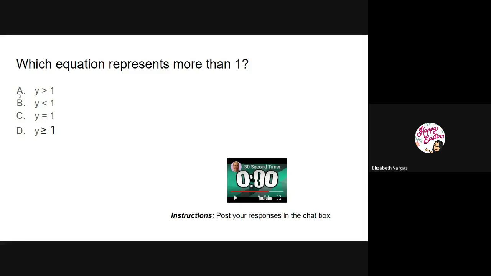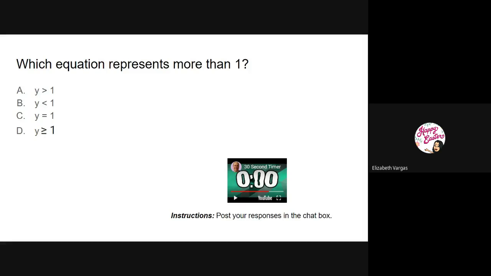So yes, you guys are correct. A would represent y is greater than 1, because the alligator is eating the greater amount, y. This one is y is less than 1. This is y is equal to 1. And this is y is greater than or equal to 1. So good job. A would be our answer.